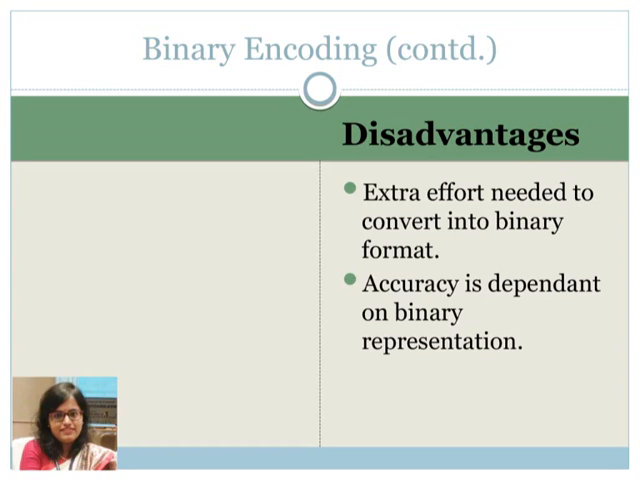Suppose something is real valued, so you are going to need extra effort to convert the real value to the binary value. Then the accuracy is dependent on the binary representation, on how we are going to successfully represent any entity. So based on that the accuracy is dependent.